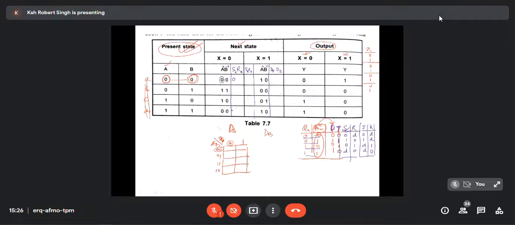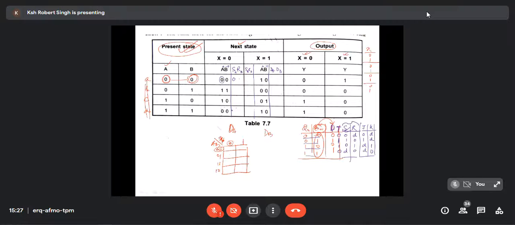What should SA, RA be if it is an SR flip-flop? D. RI. D.